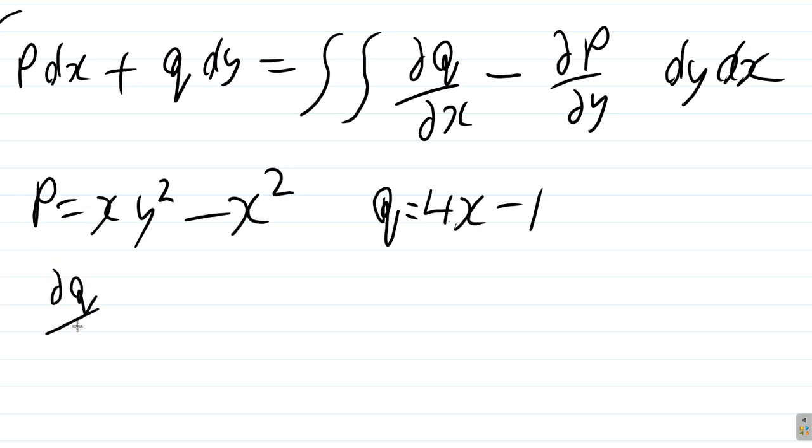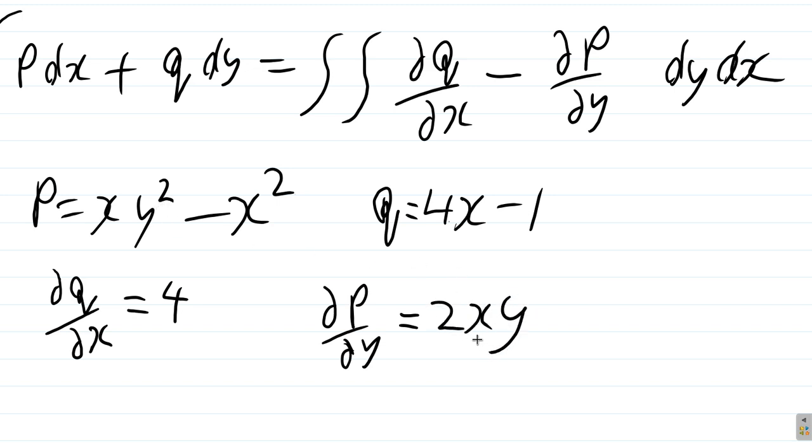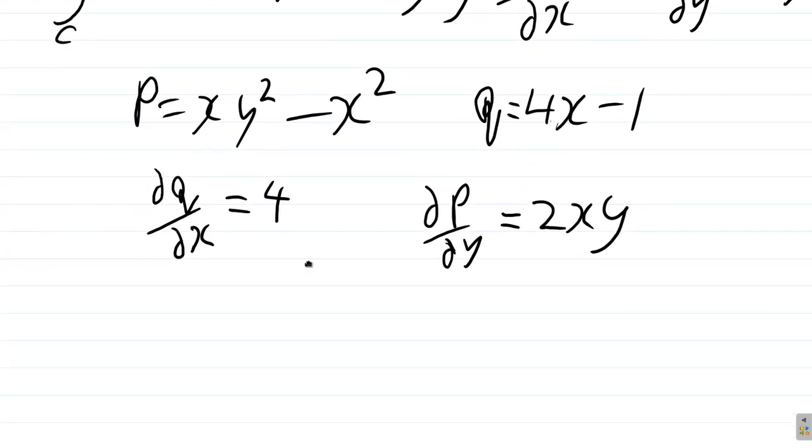Now I have partial q by partial x, which when you differentiate this with respect to x, you get 4. Okay. Partial p by partial y is what? When you differentiate this with respect to y, you get 2xy. Alright? See that? Make sure you're following.